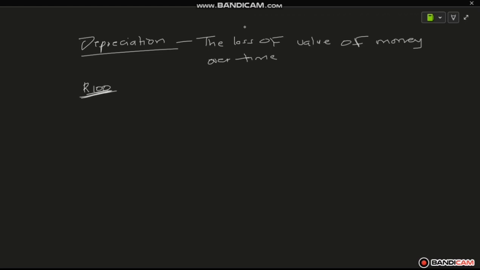For example, let's say you have 100 Rand right now. Whatever you can afford with that 100 Rand cannot be something you can really afford in the next 10 years, meaning that it will lose its buying power. I hope we understand each other there.